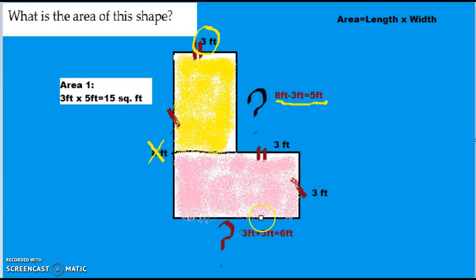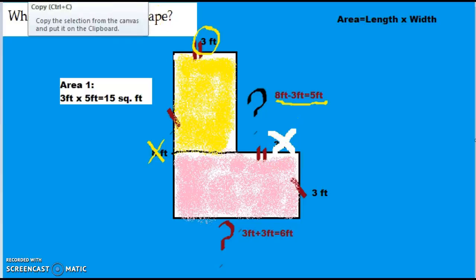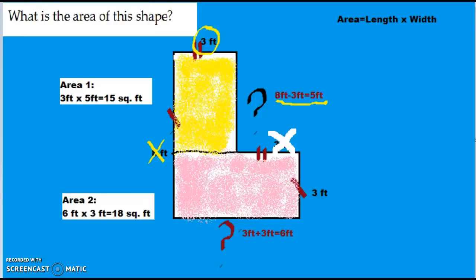Now to find the width across, we could either use 6 feet or we can use 3 feet. The 6 feet makes up this whole bottom portion. The 3 feet only gets to right there. So we're going to cross out the 3 feet as well. Now all we have to do is multiply 6 feet times 3 feet is going to equal 18 square feet.